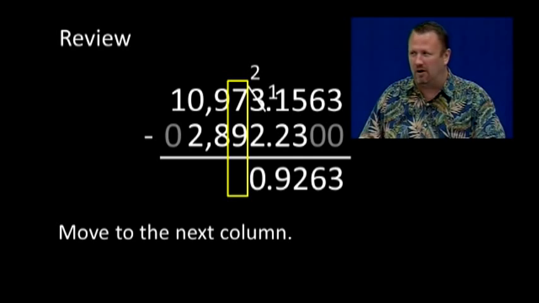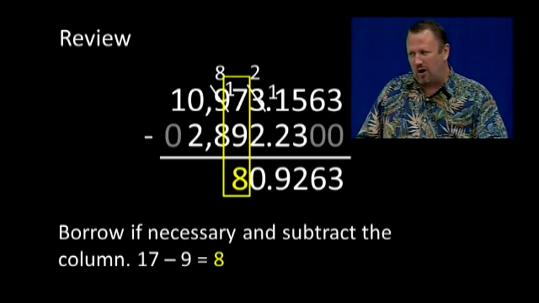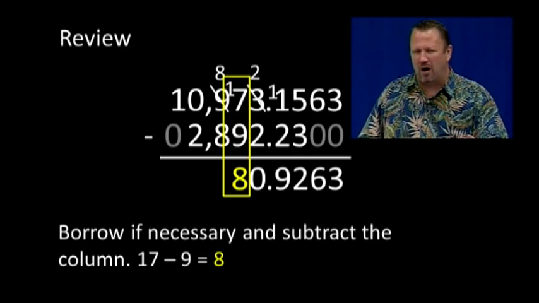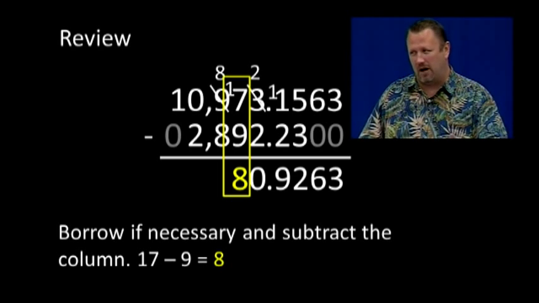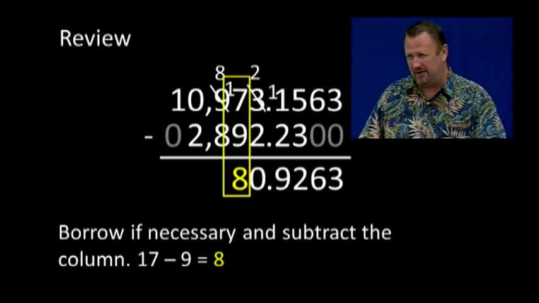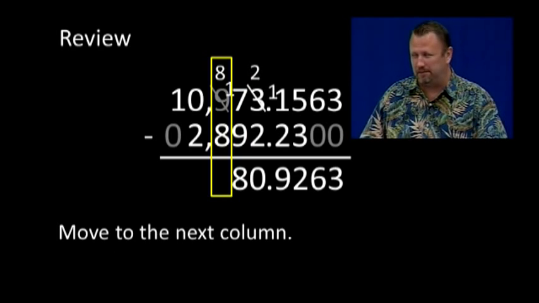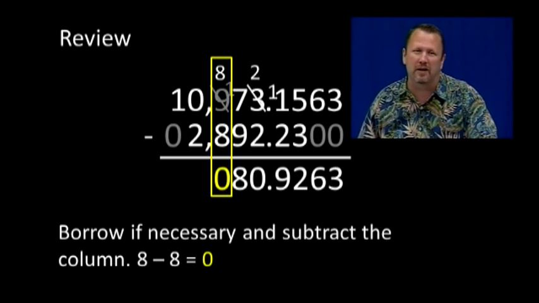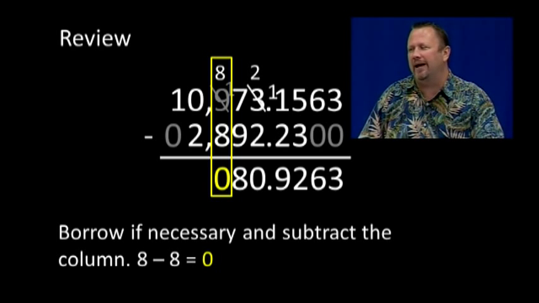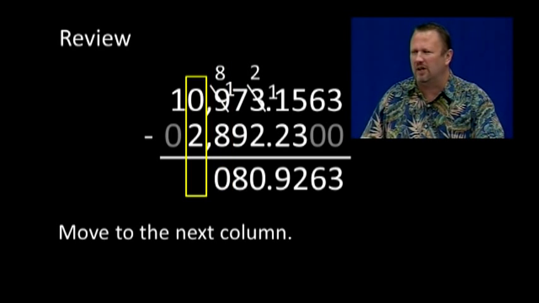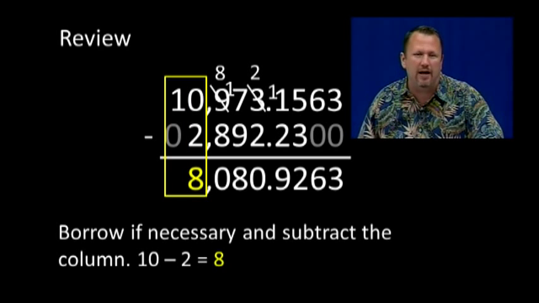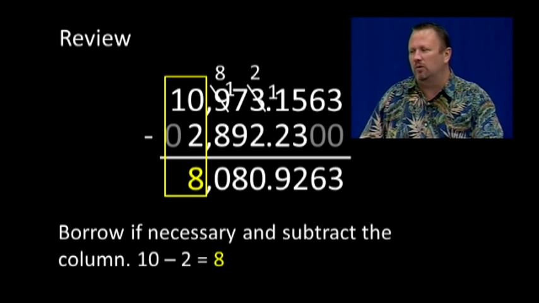And move to the next column. We can't subtract 9 from 7, so we borrow 10 from the next column. So 17 minus 9 is equal to 8. And move to the next column. Because we borrowed from the 9, that has become an 8. And we can subtract 8 from 8, and that leaves us with 0. And we move to the next column. 10 minus 2 is equal to 8.